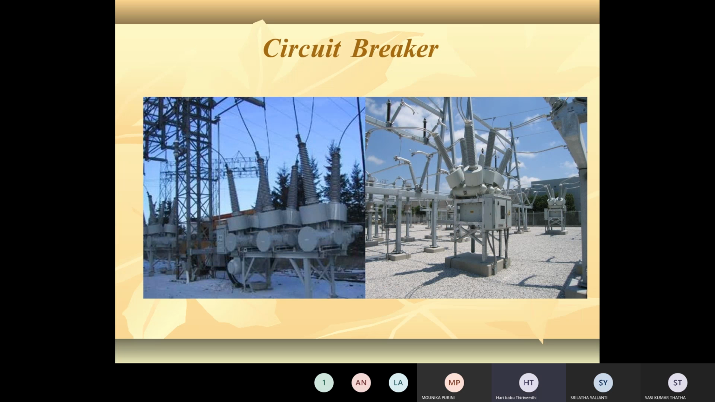These are the circuit breakers. Look at the figure. Here, all the values, that means the rating of the circuit breaker, for example SF6, what is the current level, what is the voltage level, all the ratings of the circuit breaker may be displayed here, and the circuit breaker is directly connected nearer to the power transformer, right?